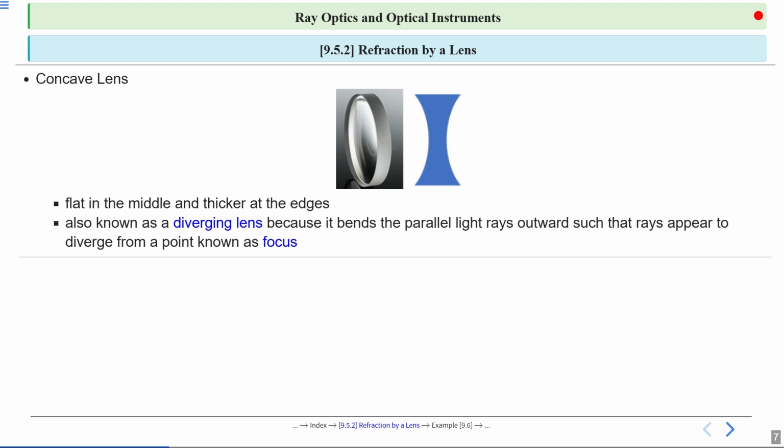Okay, so they are not actually diverging from a point. They appear to diverge from a point known as the focus. So the focus of this concave lens is imaginary, virtual. That is a point from where rays appear to diverge.